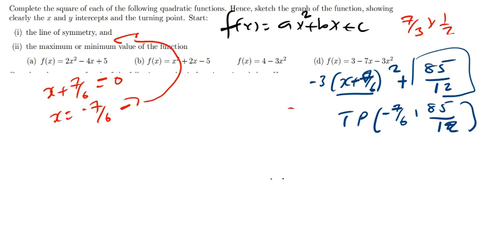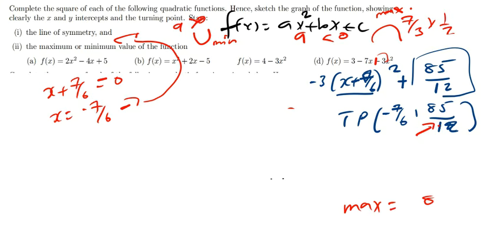Now, how do you find whether this is maximum or minimum? We already said that a is greater than 0, so the graph is going to be like that, so we have got a minimum. So that minimum is this number here. This is another one, right? A is negative 3, which is less than 0. So the graph will go like that. We have got a maximum, right? So the maximum point that we have is 85 divided by 12.